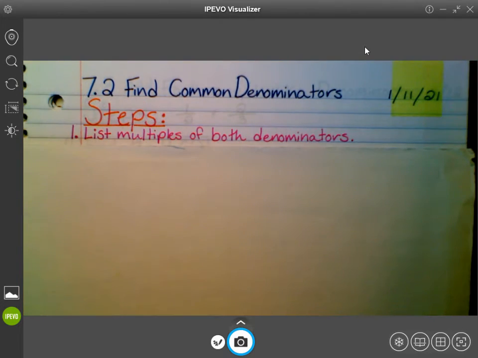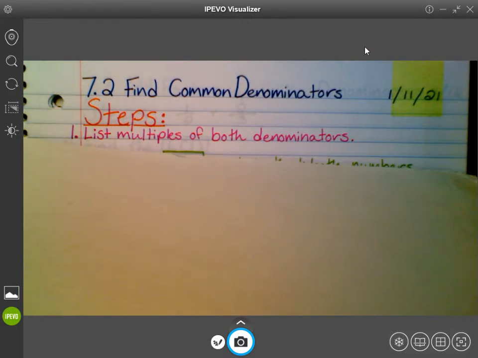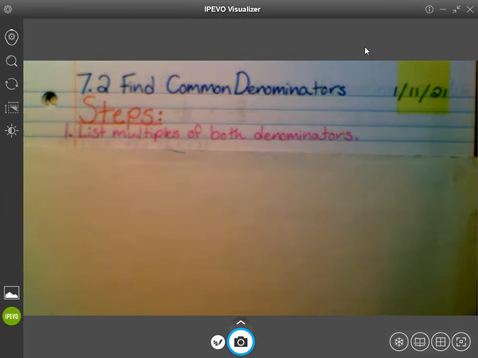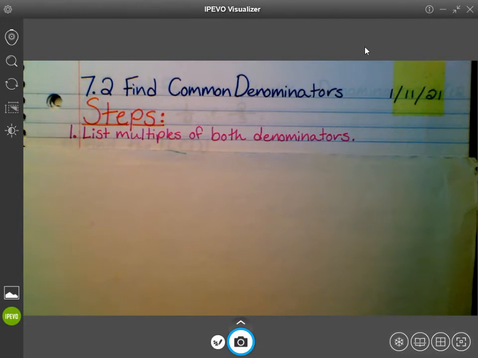Okay, first step. List multiples of both denominators. And don't worry if you're like, what on earth are you talking about, Missy? I'm about to tell you. So list multiples of both denominators. So like I said, 5th grade, we need to find common denominators when we have multiple fractions. So for an example, you guys keep writing. Give me a thumbs up when you have this written down, and then I'm going to talk a little bit. Kind of give you an example of what we're talking about here.